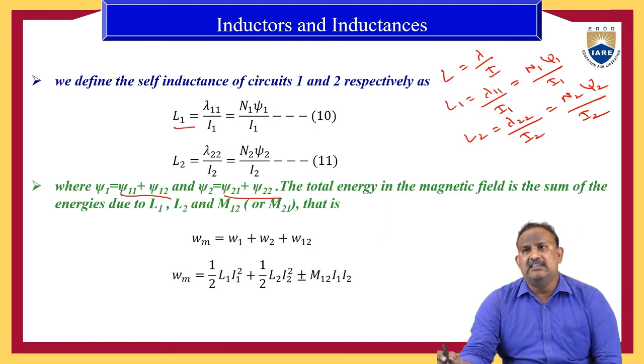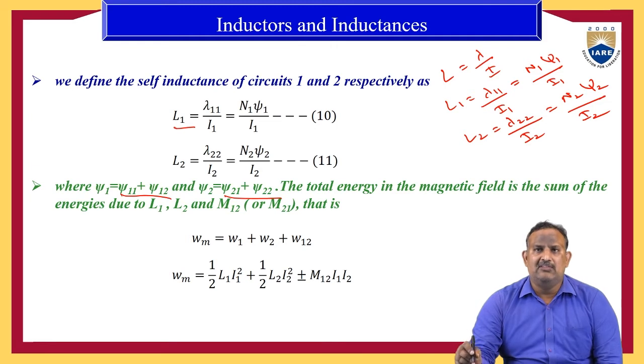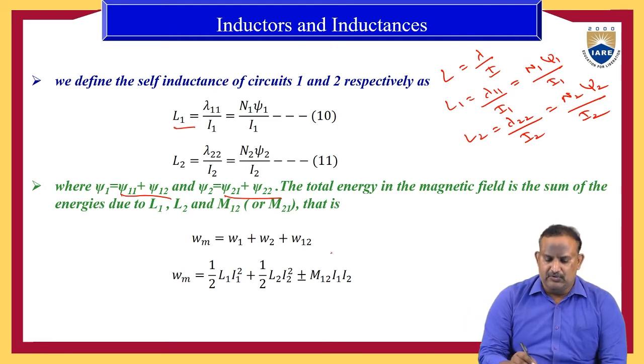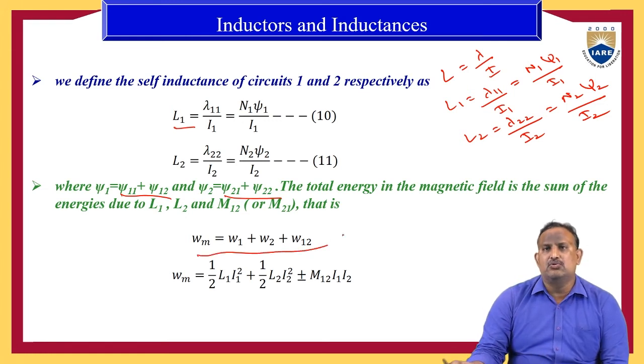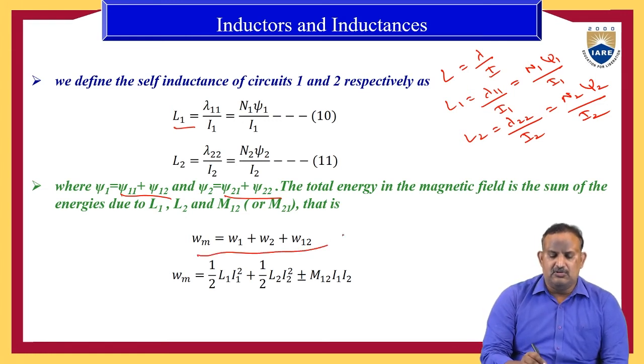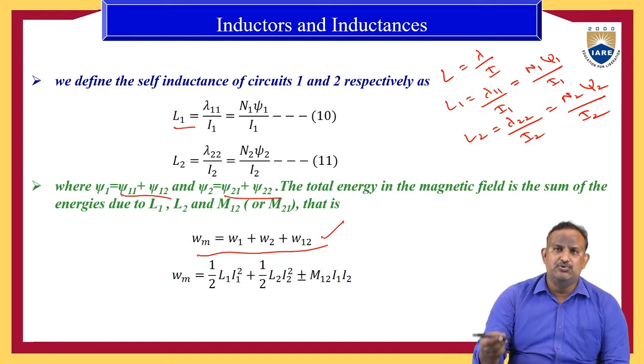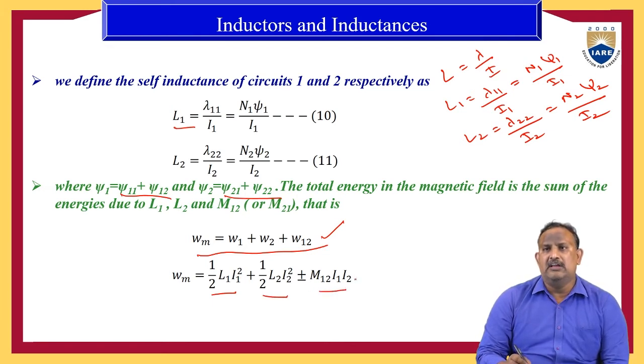The total energy in the magnetic field is the sum of the energies due to L1, L2 and mutual inductances M12 or M21. Therefore, we can define the total energy stored in an inductor as Wm is equal to W1 plus W2 plus W12, where W12 is the energy stored due to the mutual inductance. Therefore, here we can express it as half L1 I1 square plus half L2 I2 square plus or minus M12 into I1 I2.